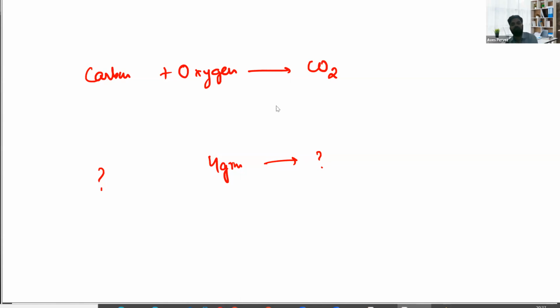So first of all, you will write the combining ratio of these two. Carbon and oxygen, what is the combining ratio? 3:8.